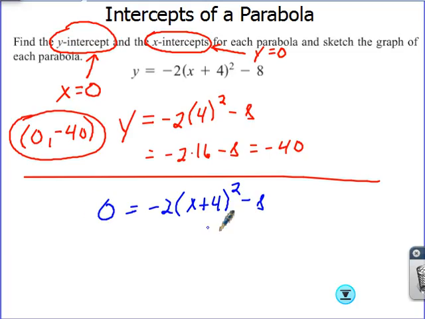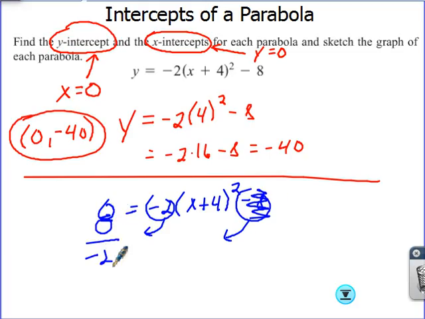In order to solve this, take this minus 8 and take this minus 2 and move them over here. The minus 8 you're going to have to move first because it's being added or subtracted. Then we'll divide. Since this is being multiplied, we'll divide by negative 2. So minus 8, when you move it, turns into positive 8, but then we have to divide by negative 2, and I now have negative 4 is equal to x plus 4 squared.